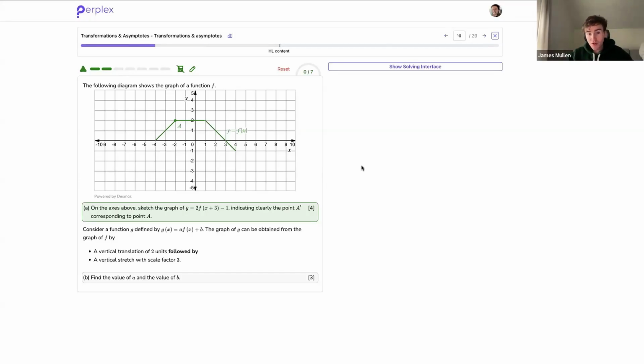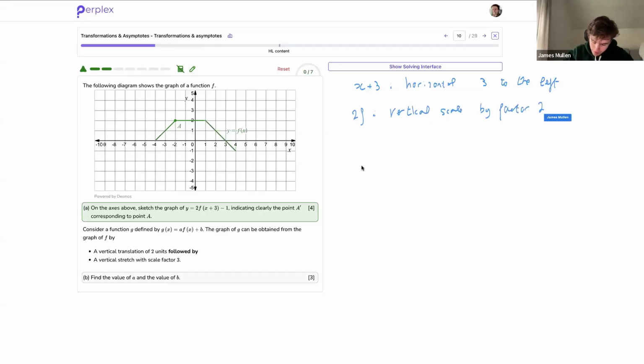So let's start by understanding what the translations are going to do. So the x plus 3 means a horizontal translation. I'm not going to write the word translation because it takes me a long time to write anything on my iPad. So it's going to be 3 units to the left. 3 to the left. And then the 2f gives me a vertical scale by 2, by factor 2.